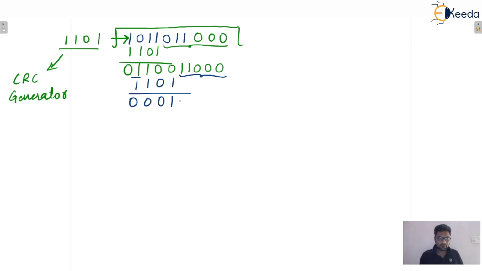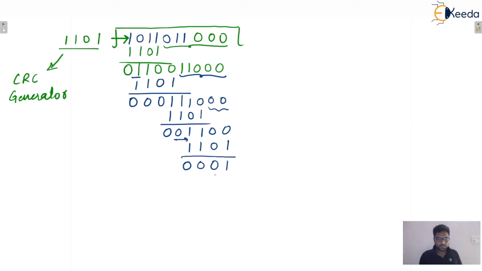Now write whatever remains, so we have 11000. From the leading one, again write down 1101. After taking the XOR it will be 1100, and whatever remains is written as it is. Again the leading one is at this position, so we write 1101. Here the remainder will be what we get next.